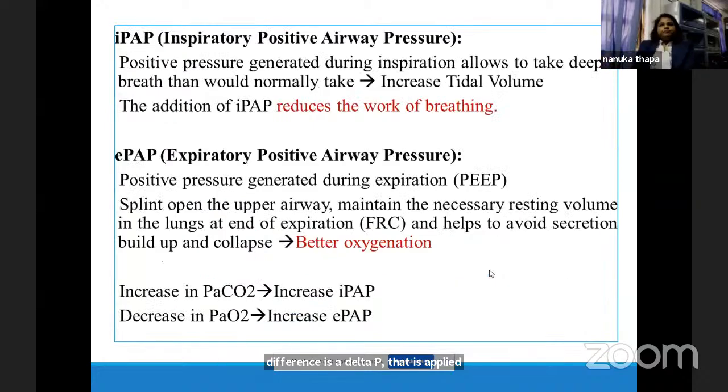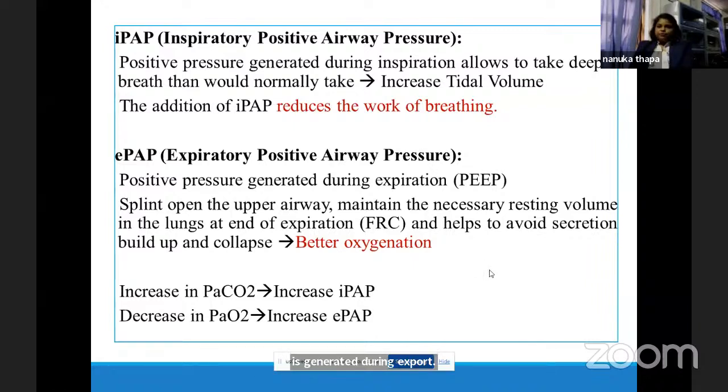IPAP is inspiratory positive airway pressure. Positive pressures are generated during inspiration that allow the patient to take deeper breaths than would normally be taken. So it increases the tidal volume and as a result reduces the work of breathing. Whereas the EPAP, expiratory positive airway pressure, is generated during expiration. So it is similar to PEEP.